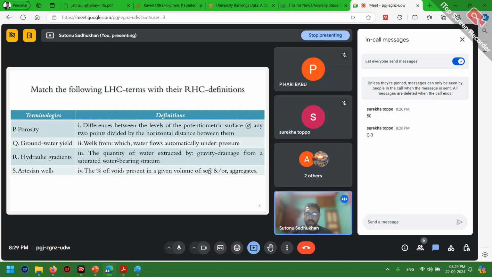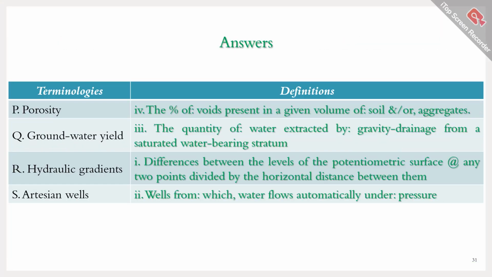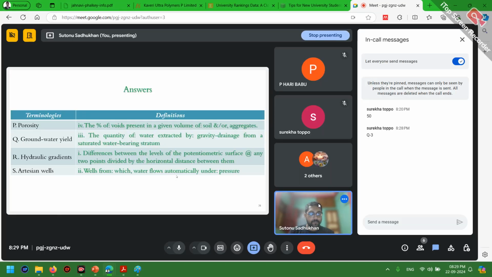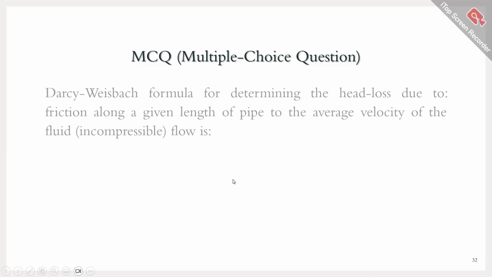So Sureka has identified it correctly. So Q is 3, that means only one is left. Hydraulic gradient R is linked with option 1, that is the difference between the levels of the potentiometric surface at any 2 points divided by the horizontal distance between them. So 4, 3, 1 and 2 is the correct order. Yeah. Now I'll move on to our next MCQ.